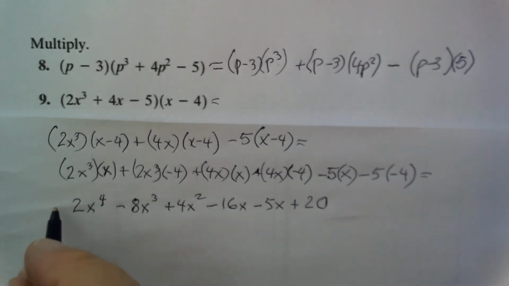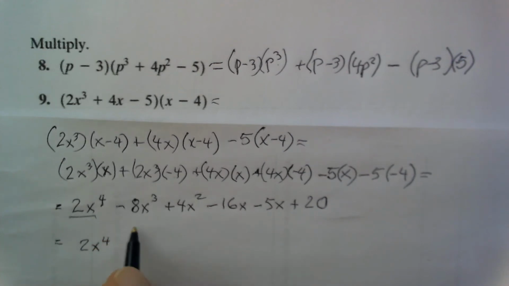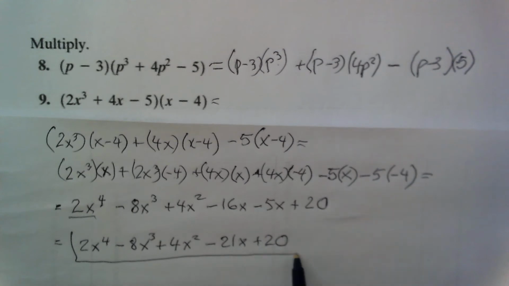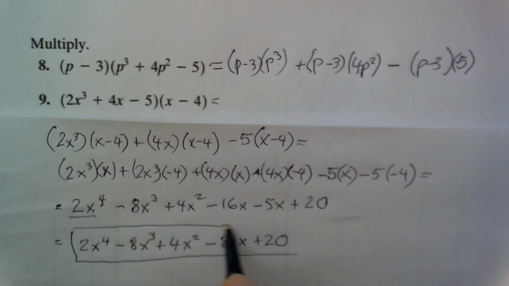So when we look at the last line here, we can combine some like terms, but there's only one 2x to the fourth, so 2x to the fourth minus 8x to the third power plus 4x squared, and minus 16x minus 5x is minus 21x, and then plus the constant term of 20. So this then is our final answer.